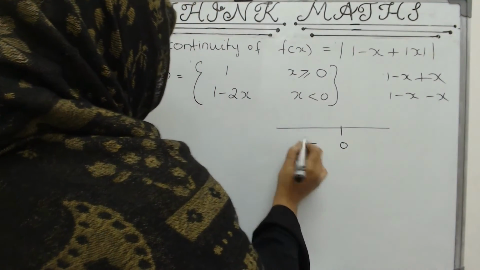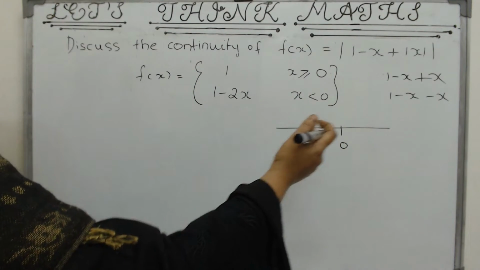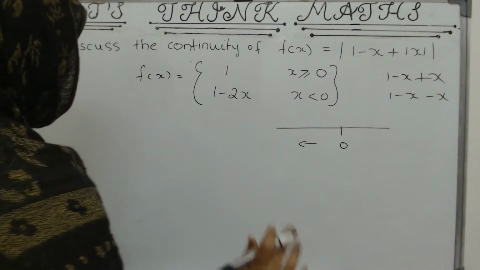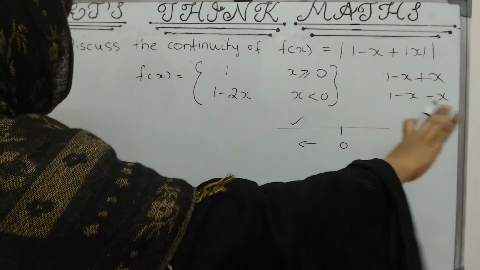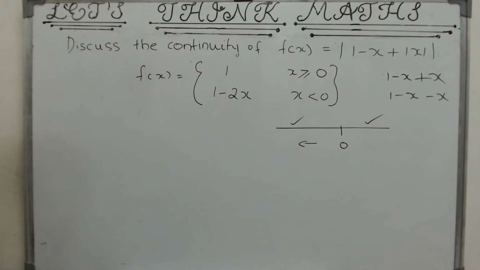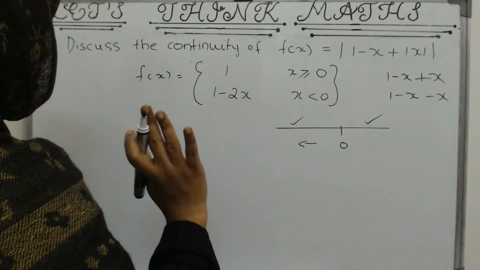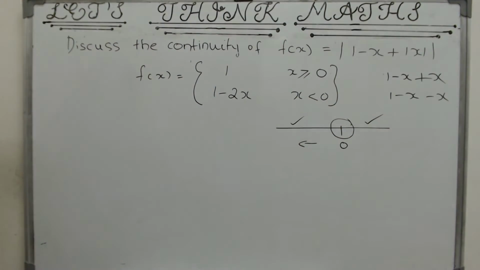What happens before 0? Whenever your x comes less than 0, to the left of 0, you see it is a polynomial. Polynomial functions are continuous. So this is continuous. What happens when it is greater than 0? It is a constant function. Constant functions are continuous. So after 0 also continuous. Before 0 also continuous. All you have to do is check the continuity at 0.